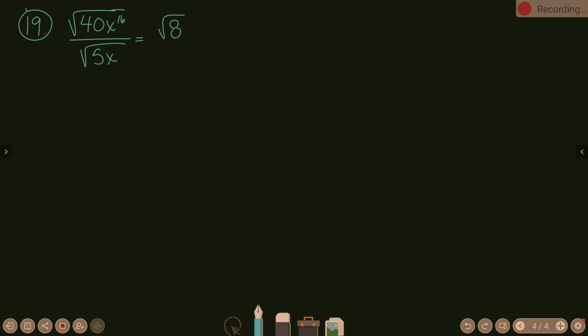X to the 16th divided by x. How do we divide x to the 16th divided by x? Subtract. They're both under square roots, right? That's why we can do this. X to the 16th divided by x, 16 minus 1 is going to be x to the 15th. More x's on top. Since there were more x's on top, again, this works. Okay?